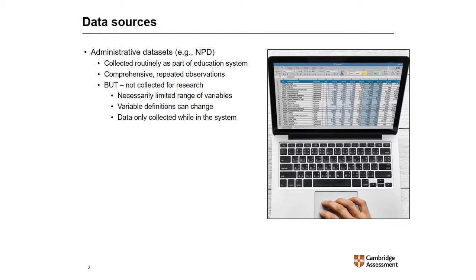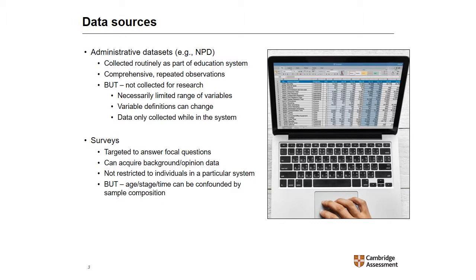For example, they only collect data for a limited range of variables, only those that are really necessary for administrative purposes. The variables they do collect can change over time, or even the definitions of variables can change over time. And of course, data is only collected while the people are in formal education. As soon as they leave, they go missing in the data set.